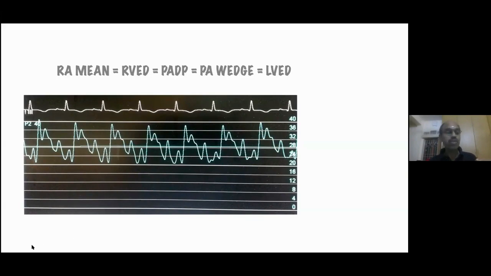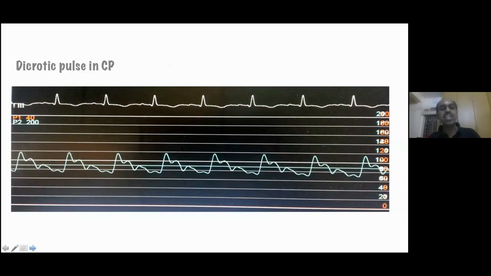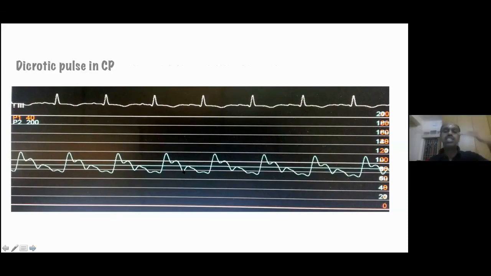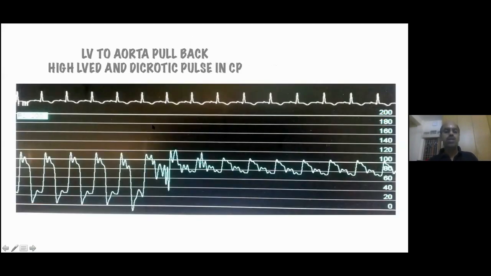Now I am coming to the catheter findings in constrictive pericarditis. When you put the catheter into the aorta, since the systemic vascular resistance is high, it causes a dicrotic pulse with elevated diastolic pressure. When you take an LV to aorta pullback in constrictive pericarditis, there is the high LV end diastolic pressure, the dip and square root pattern, and in the aorta there is a high dicrotic pulse caused by high systemic vascular resistance.